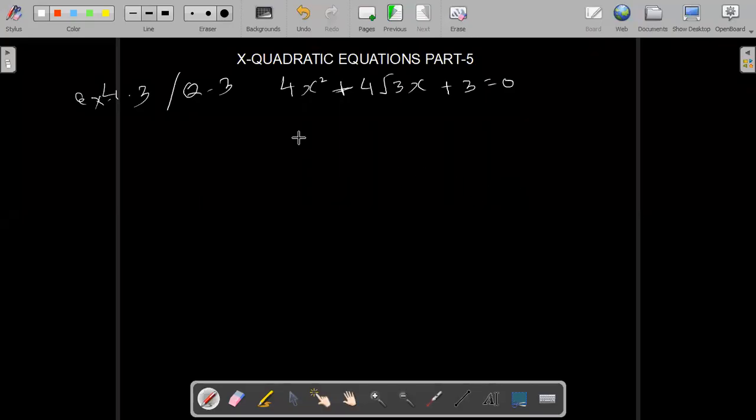So method of completing the square, as I told you, this coefficient should be equal to 1. Make it 1. So for this one, we will divide the whole equation by 4. Divide by 4. So we get x square plus root 3x plus 3 by 4 is equal to 0.